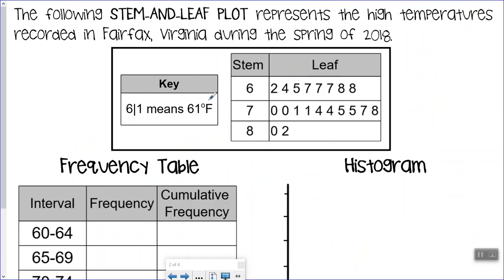All right, we can use a stem and leaf plot to create our frequency table as well. Remember that a stem and leaf plot has stems and leaves. And the key tells us how to read it. So 6 line 1 means 61. So in this case, 6 line 2 would be 62. This would be 64, 65, 67, 80, 82, we keep going.